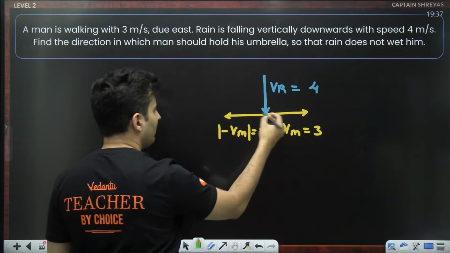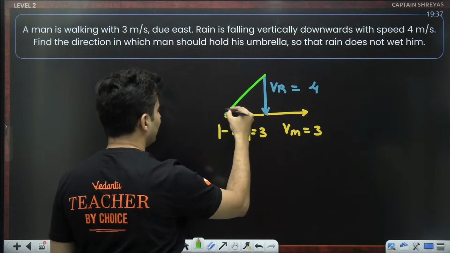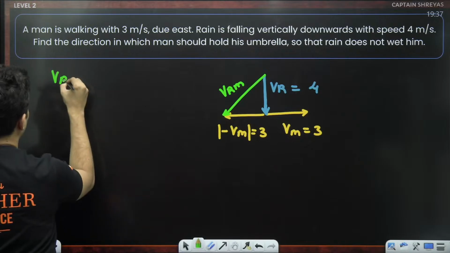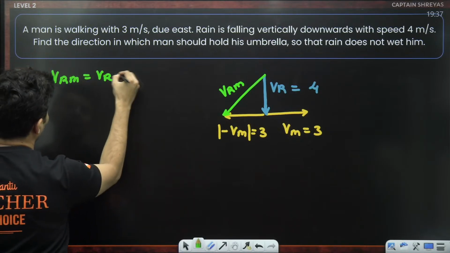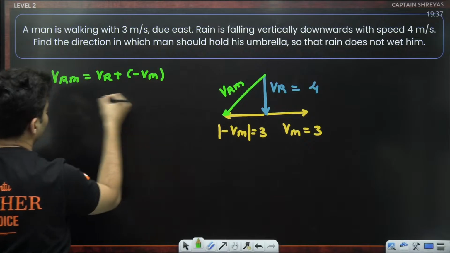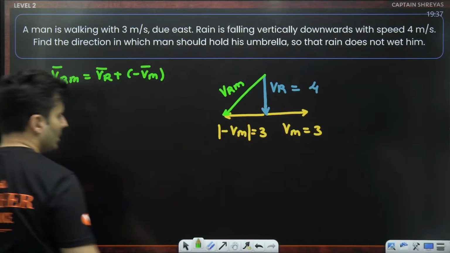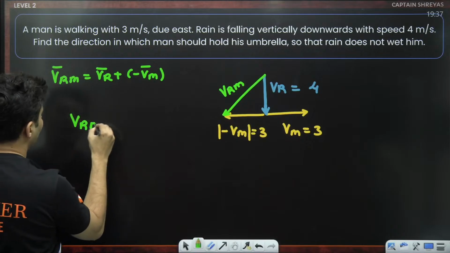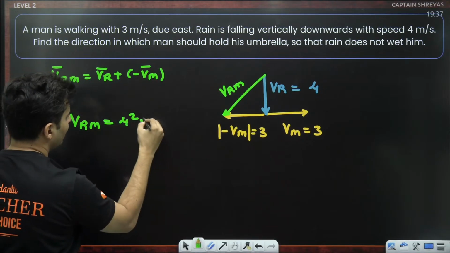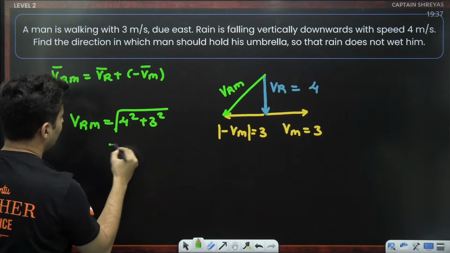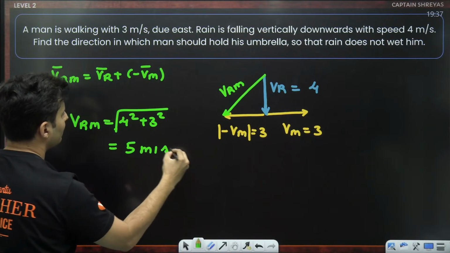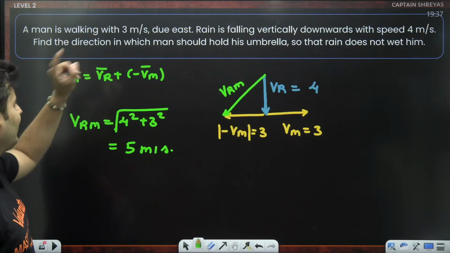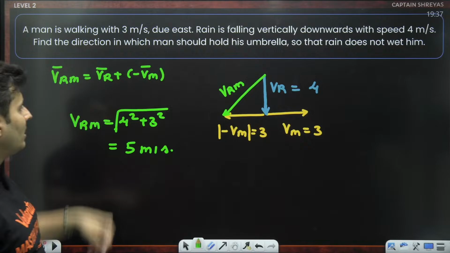So Vr plus the negative Vm vector will be like this. So this is your Vrm. Remember, Vrm is Vr plus negative Vm vector. That is what it was all about. So how much is this going to be? Hypotenuse, right? Magnitude wise, Vrm will be 4 square plus 3 square, whole thing under the root, which is basically 5 meters per second. So that is the relative speed, but you have to find the direction in which he should hold the umbrella.